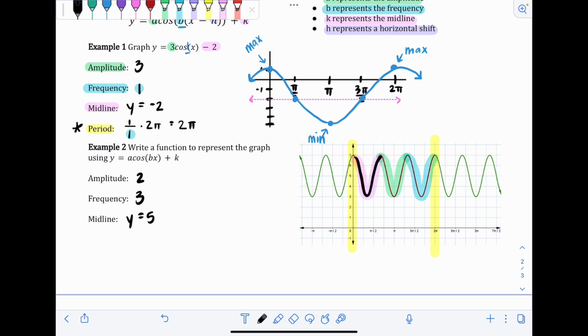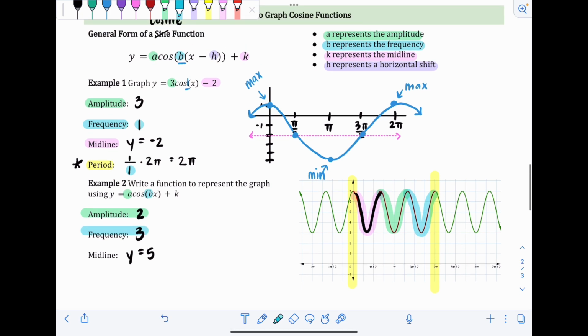So amplitude is the A in that formula. Frequency is the B in that formula. It's like all the stuff written up here. And then midline is the K in that formula. So we have all the information we need. We just need to go ahead and write them all in now. So it'll be y equals A is amplitude, so 2, cosine, and then bx, so that would be 3 for bx, close parentheses, and then plus the midline, which is 5, so plus 5. So y equals 2 cosine 3x and then plus 5.